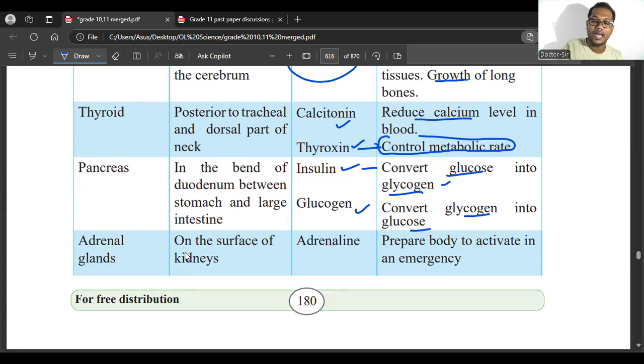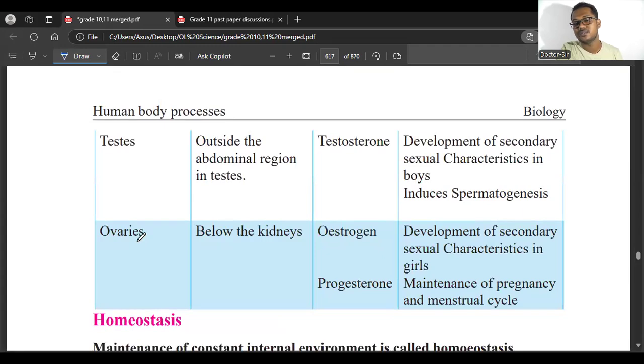And the adrenal gland, it produces adrenaline hormone. So it is important to prepare the body for emergency conditions. And we have another, the gonads as well. So gonads, they will develop the secondary sexual characteristics, and they will maintain our reproductive functions.